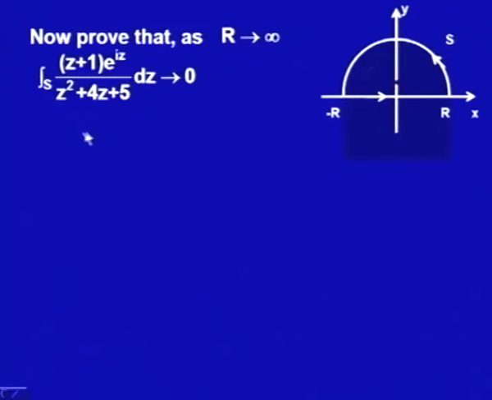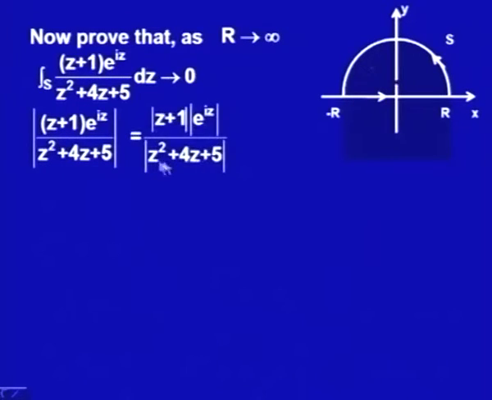Let us go ahead with our usual method: find out the absolute value, which is the bound above of this function, and then use the ML inequality. Again, in the usual manner, we find that we could write mod of (z plus 1) e to the power iz upon (z square plus 4z plus 5), which should be less than or equal to mod of (z plus 1) upon mod z minus square root of 5, whole square.